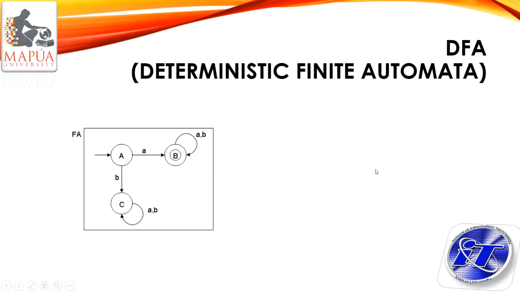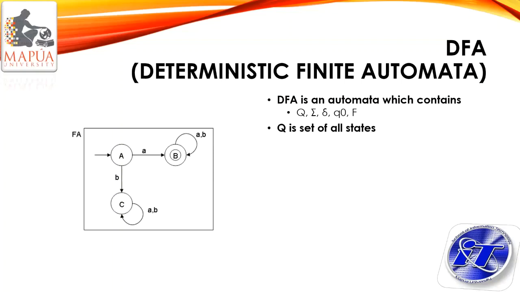Also, a DFA can be represented by a 5-tuple, or five criteria: Q, sigma, delta, Q0, and F. What does it mean? Q means the set of all states in our automaton. In this example, we have three: A, B, C. So this will be our Q. Sigma defines the alphabet. What are the alphabet accepted by this automaton? A and B. So this will be our sigma.